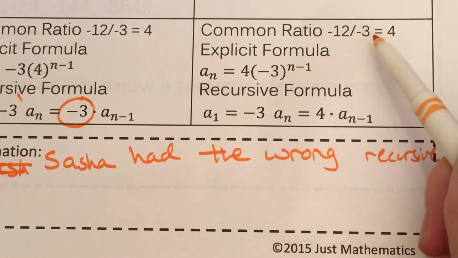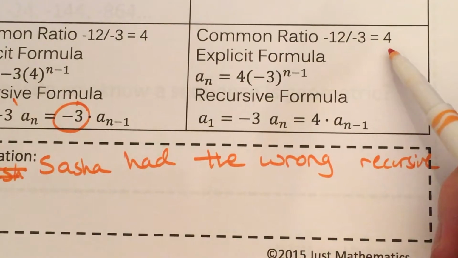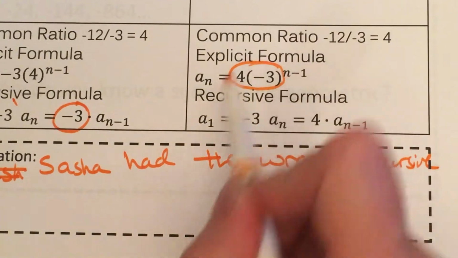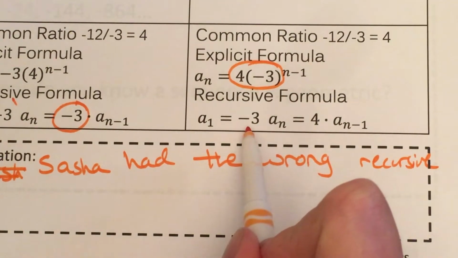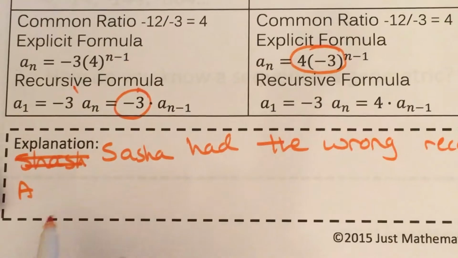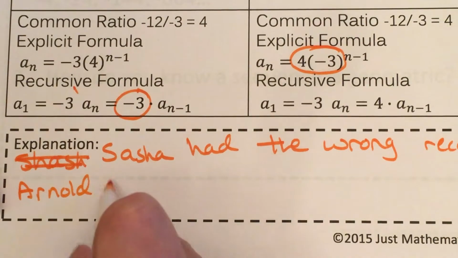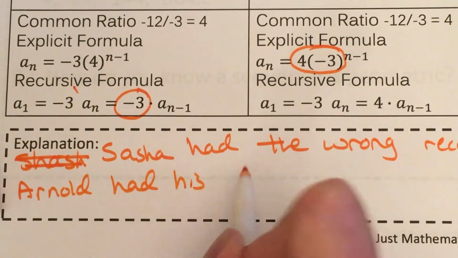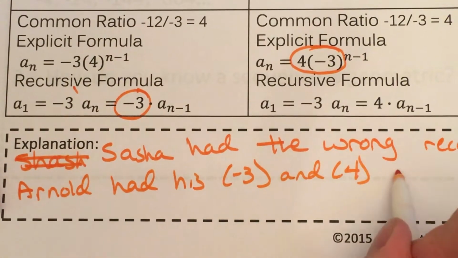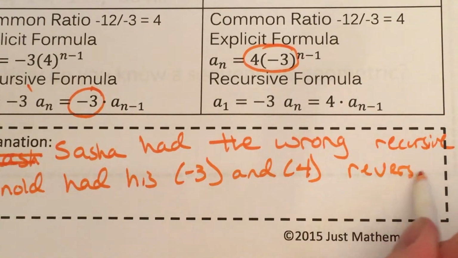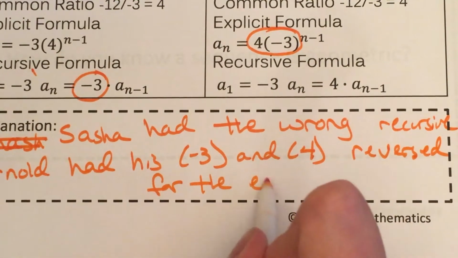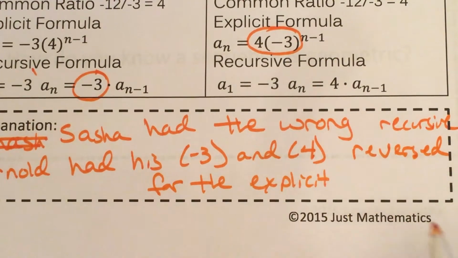Let's check out Arnold. Arnold had his common ratio. He had, whoa, what's going on in his explicit? But his recursive looks pretty good. So Arnold had his -3 and 4 reversed for the explicit. Not bad.